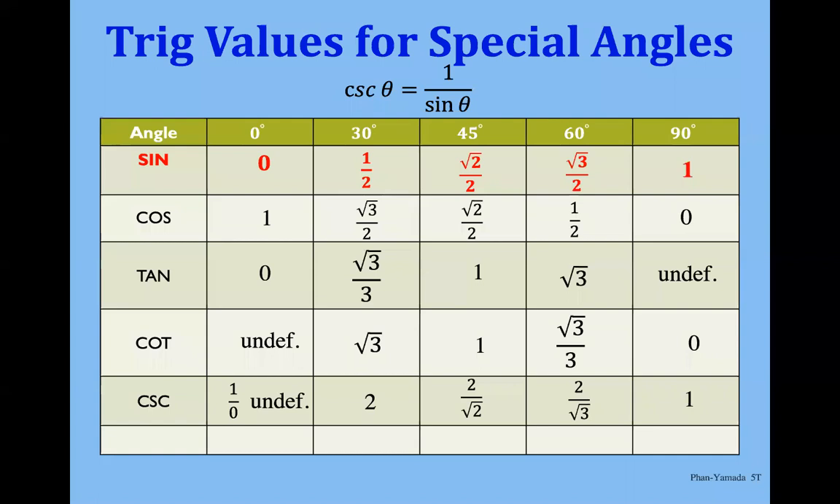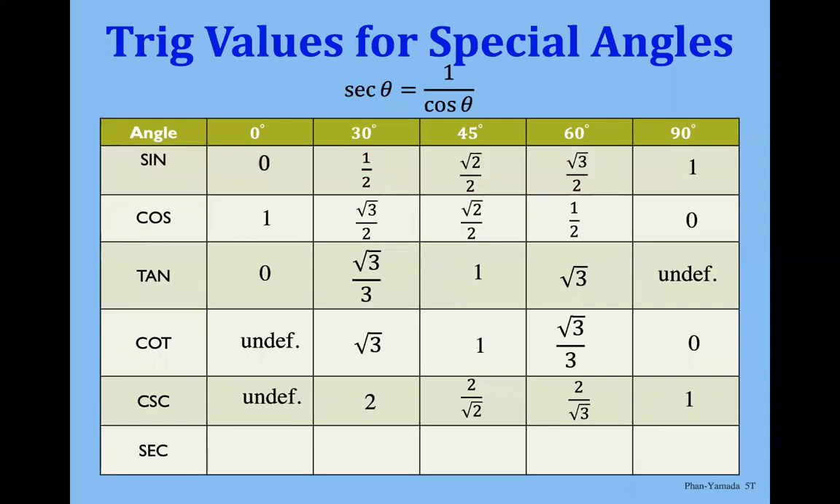So now we go for the last one, secant. Just the same idea. We're going to flip cosecant, reverse the order. So I start with 1, and then radical 3 over 2, and then 2 over radical 2, and then 2, and then undefined. There you go. You have your trig values for special angles. Try it a couple of times and you will memorize this table.